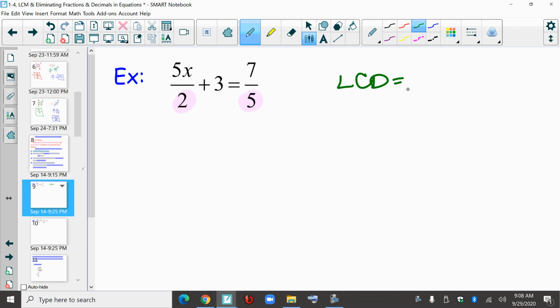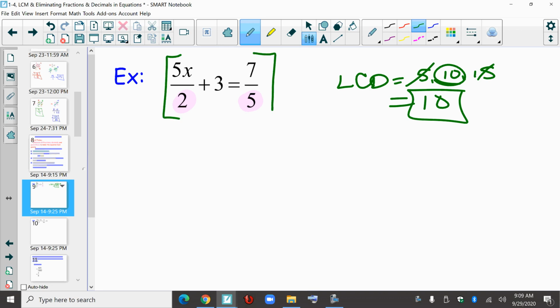So if I do what we did last time, 5, 10, 15, what is the first multiplication table between 2 and 5? Does 2 go into 5? No. Does 2 go into 10? Yes. So that means 10 is my LCD. So we are going to put brackets around this entire equation, and we are going to multiply by 10.